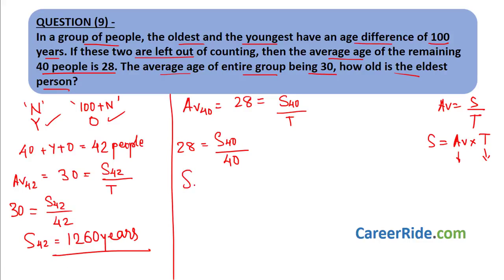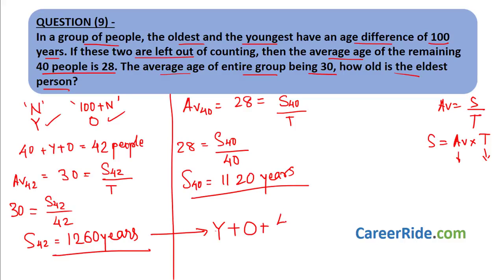So the sum of the ages of 40 people is 40 into 28, that is 4 8s are 32, 4 2s are 8 plus 3 is 11, 1120 years. So the sum of the ages of 40 people is 1120 years. Now the sum of the ages of 42 people is nothing but the age of youngest plus the age of oldest plus the sum of the ages of 40 people.